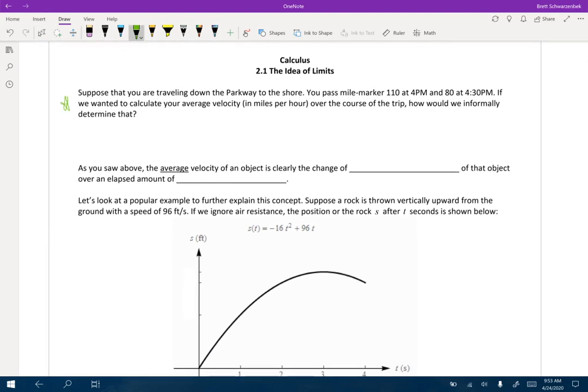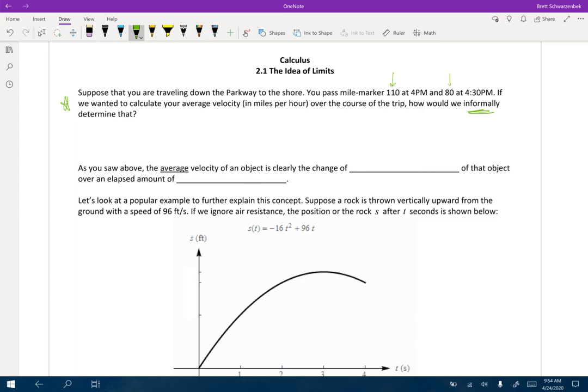Reading here, it says, suppose that you're traveling down the parkway to the shore. You pass mile marker 110 at 4 p.m. and 80 at 4:30 p.m. If we wanted to calculate the average velocity in miles per hour over the course of the trip, how would we informally determine that?